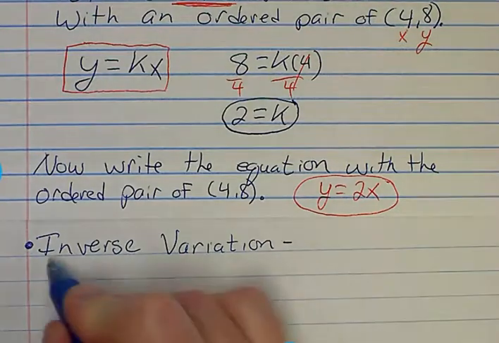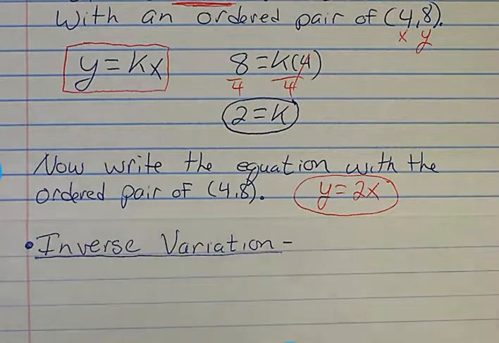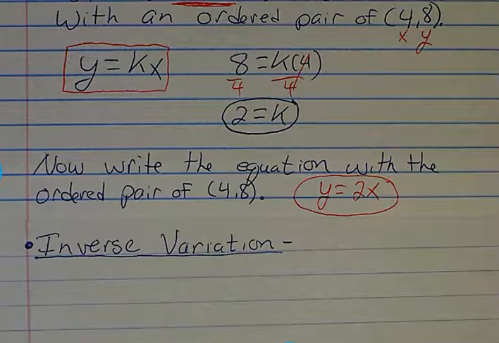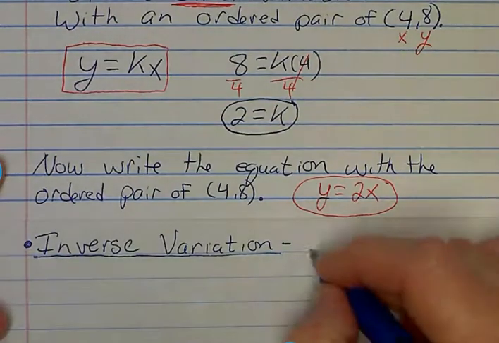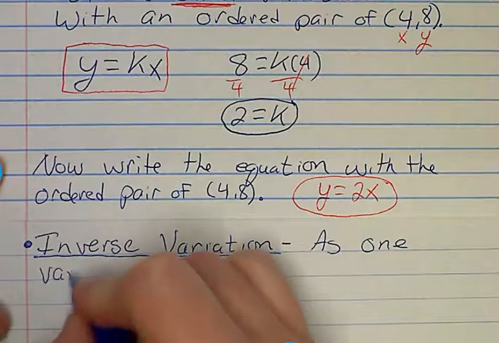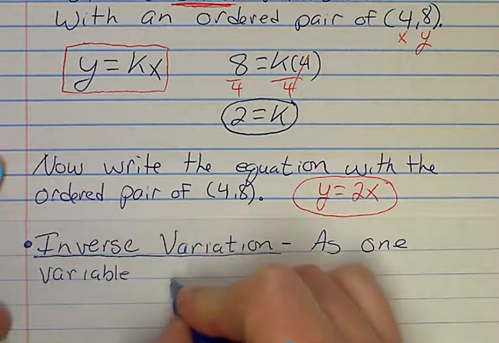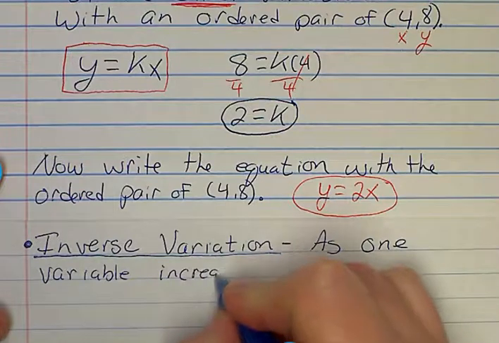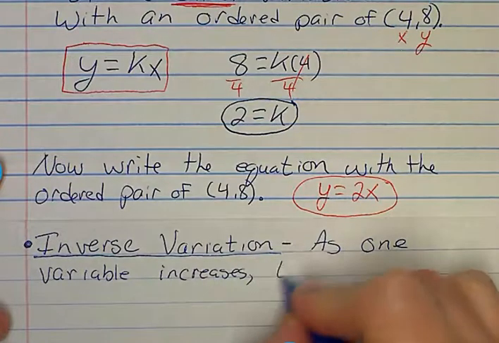And with inverse variation, if you think about inverse operations, what's the inverse operation of addition? Subtraction, right? The inverse operation of multiplication is division. So if it's the inverse, you always do it in the other order. You reverse the order. And inverse variation is basically the same thing. As one variable is going to increase, the other one has to decrease.